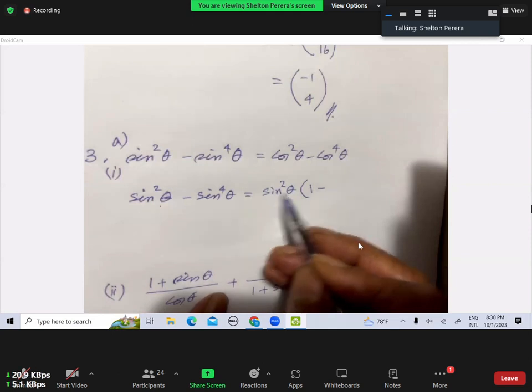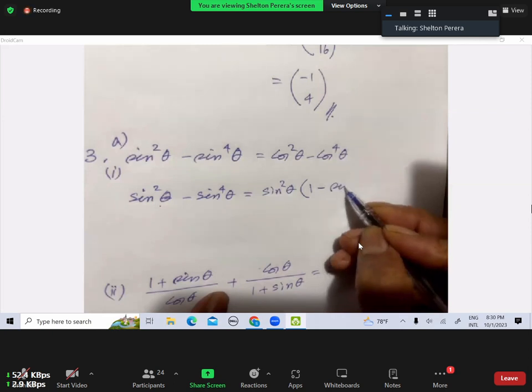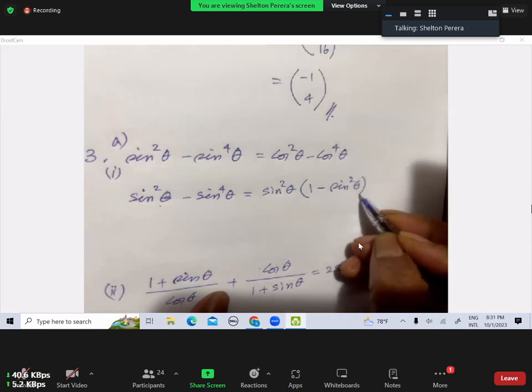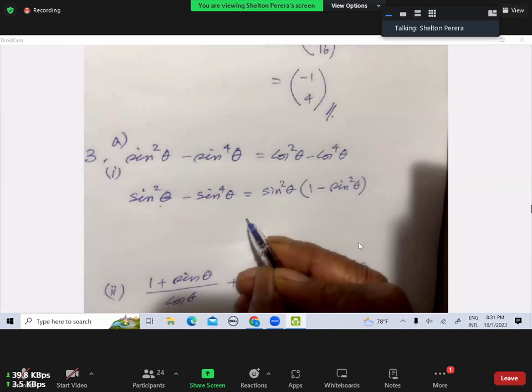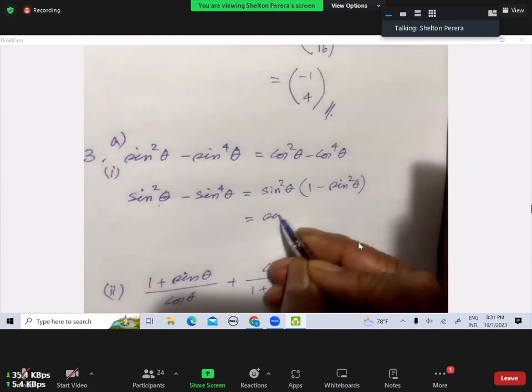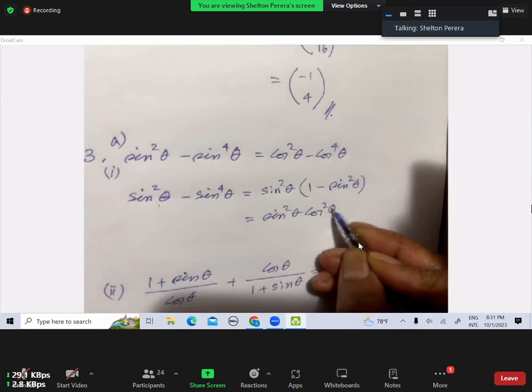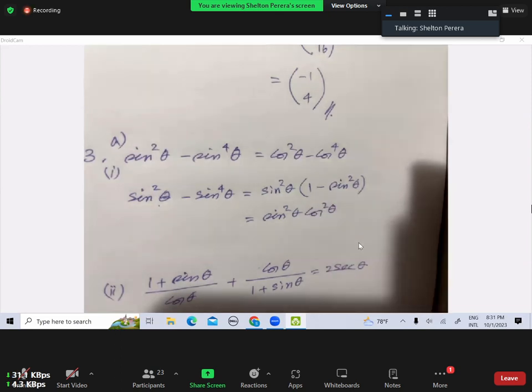Sine multiplied 2 times taken out, so this should be sine squared theta. Now 1 minus sine squared is cos squared theta, since sine squared theta plus cos squared theta is 1. That will be given. So from that, you write this as sine squared theta cos squared theta.